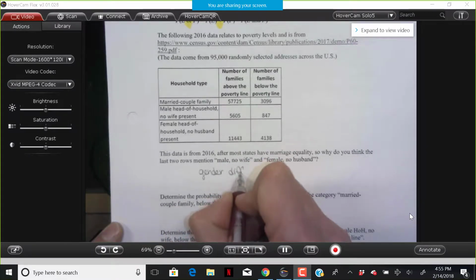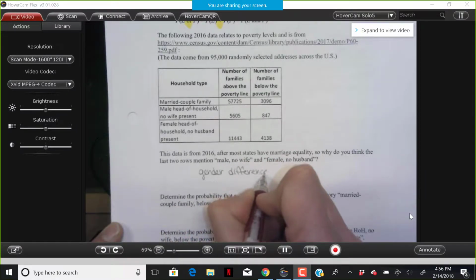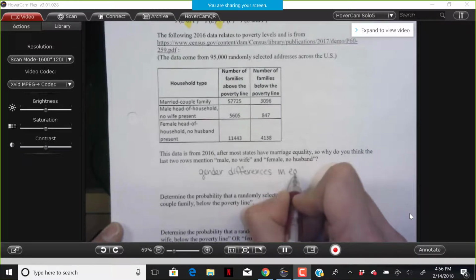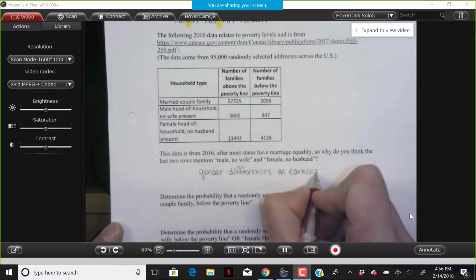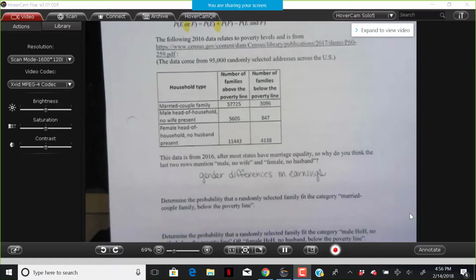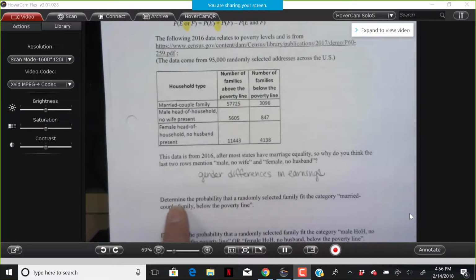So they said married couple family, and I don't know necessarily why they didn't separate out non-married couples that are living together. They just didn't. This was how they had the data arranged. Okay, so here it's what.